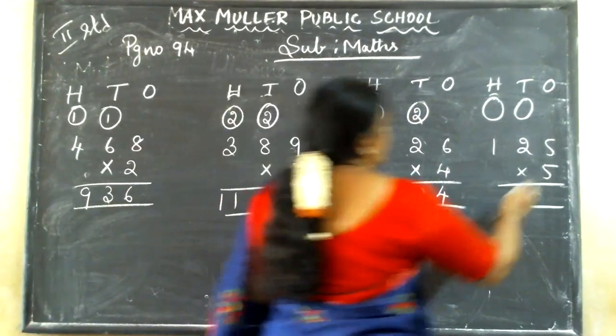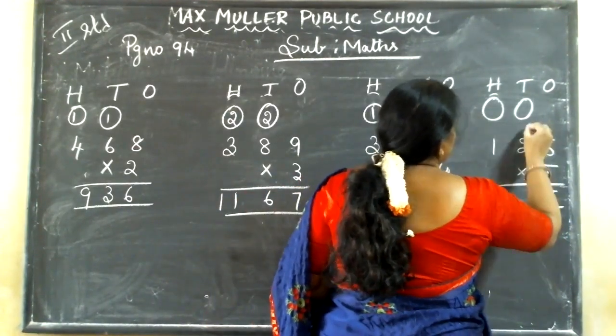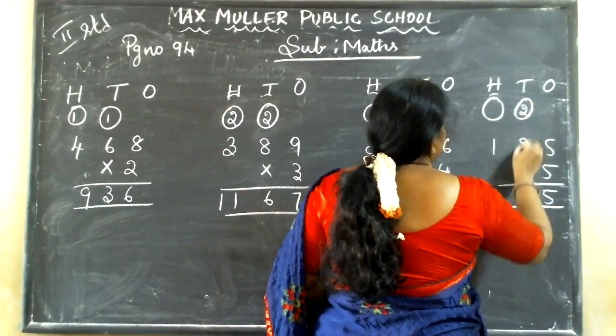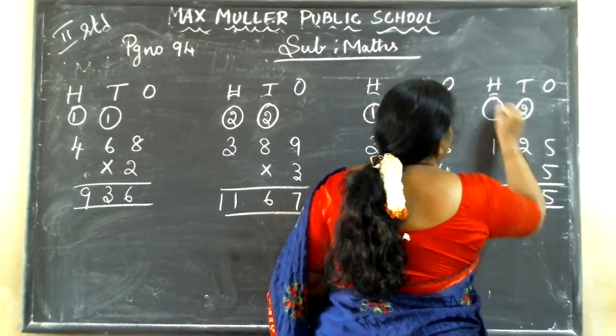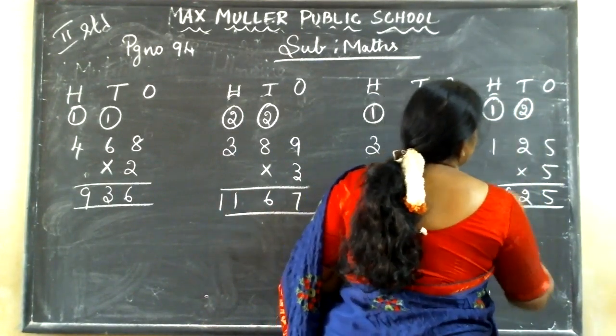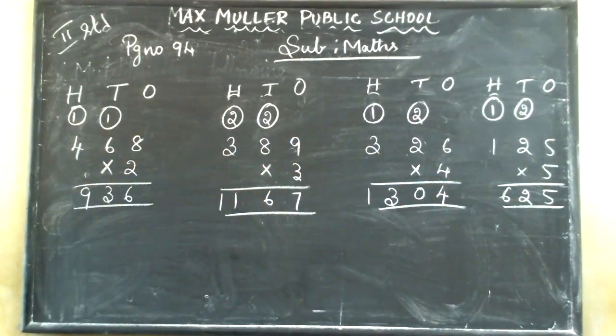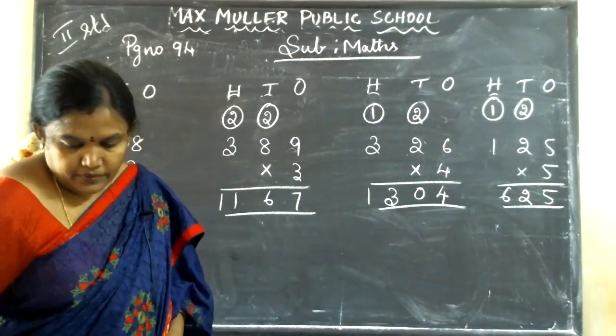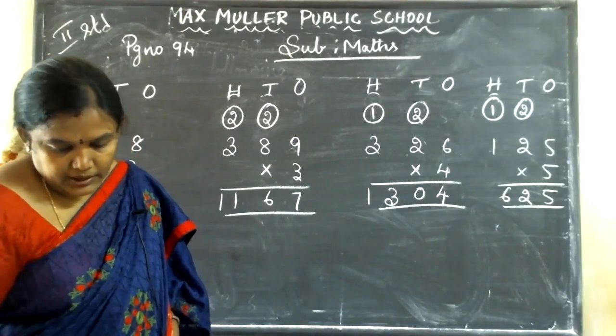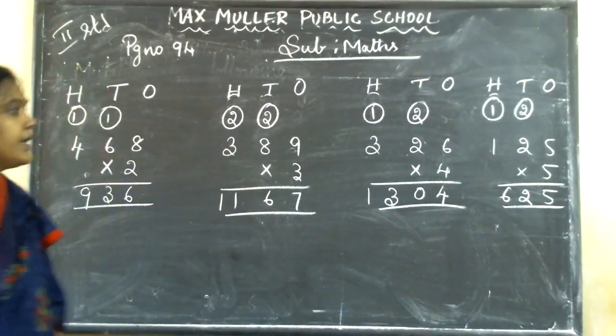4 6s are 24. 4 2s are 8, 9, 10. 4 3s are 12, 12 plus 1, 13. 1304. 5 5s are 25. 5 2s are 10 plus 2, 12. And 5 plus 1, 6. 625. We finished multiplication of 2-digit number with a 1-digit number now, children. Now we will go to everyday maths.